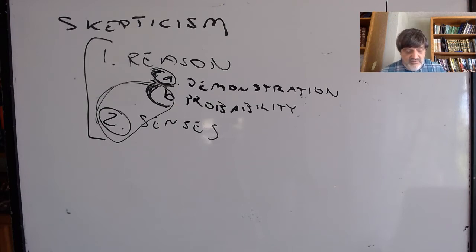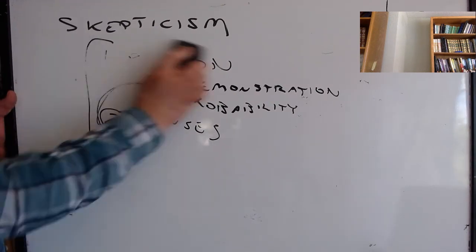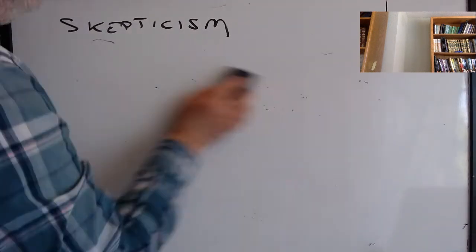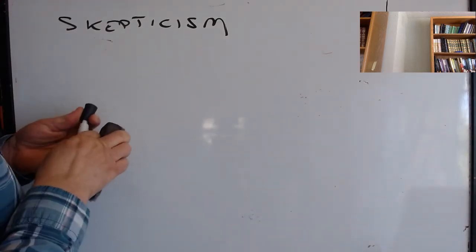So in particular, now I'm going to start talking about section one and skepticism with regard to reason. In this part, Hume is going to use reason against itself.